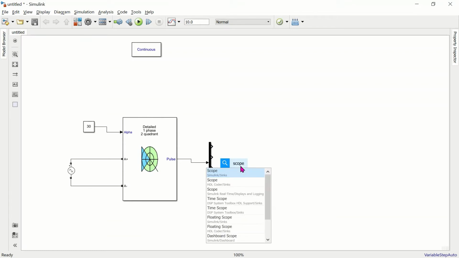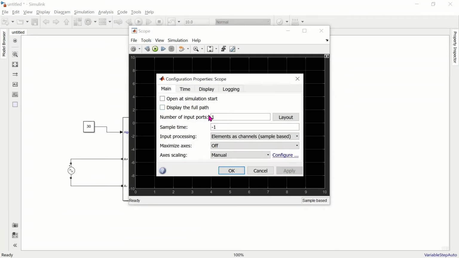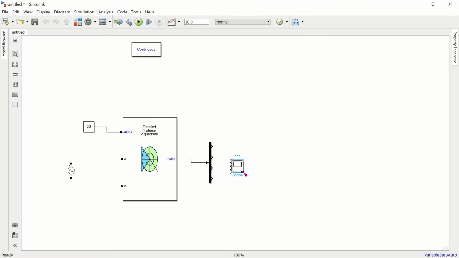Connecting a scope. The number of inputs is 4. Connect the scope with the mux. Now we can run our simulation for 100 milliseconds.